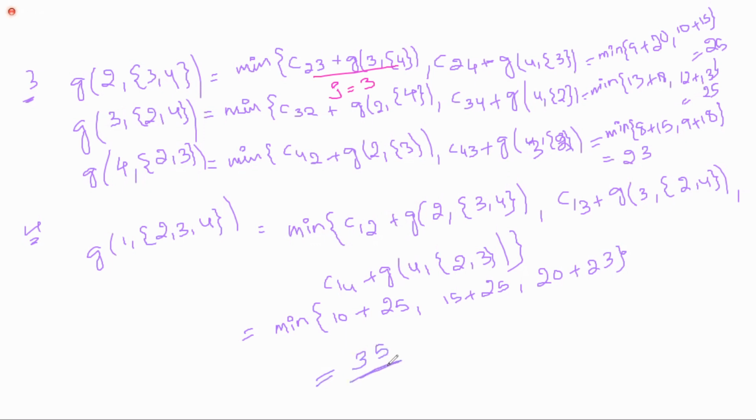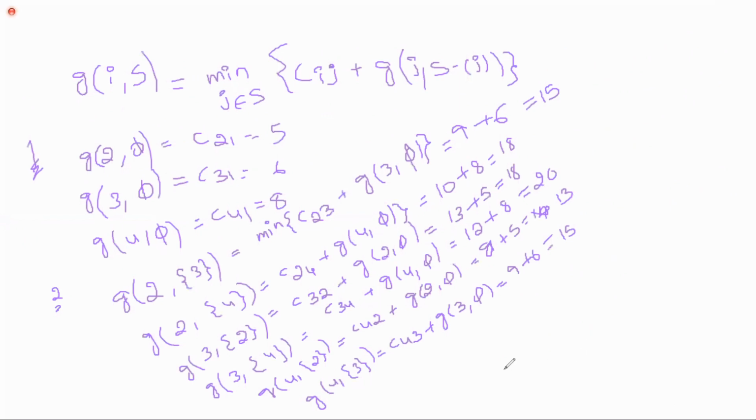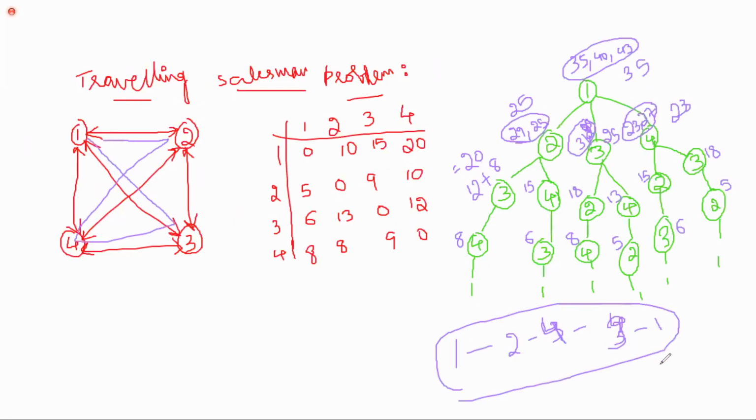Right? Am I clear? So where are we getting 35? Here we are getting. Okay, go to that step and go back like that. So the path is 1, 2, 4. Again go back to 1. 1, 2, 4, 3, 5. Am I clear with this problem?